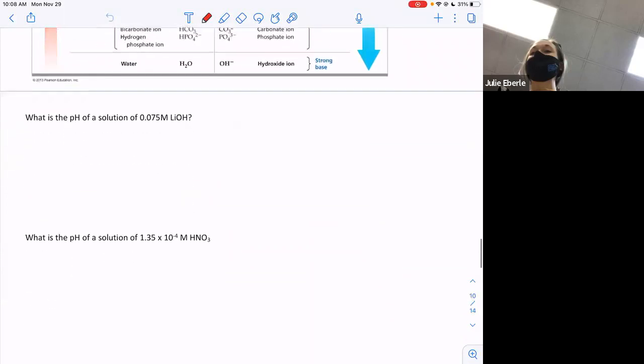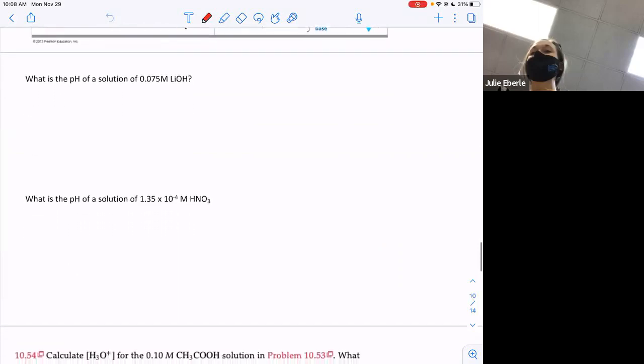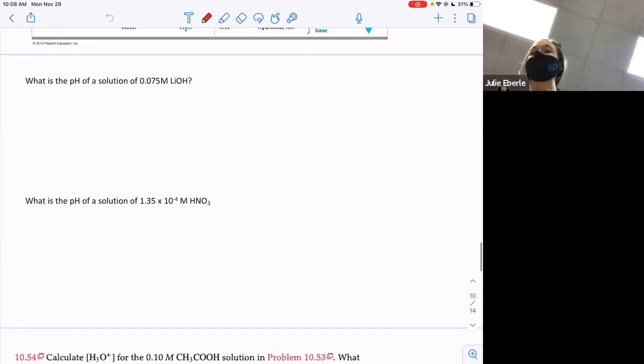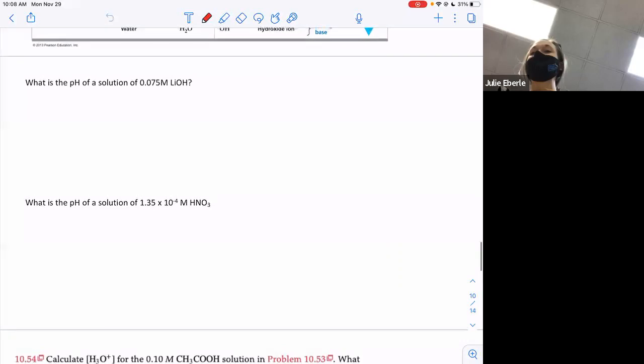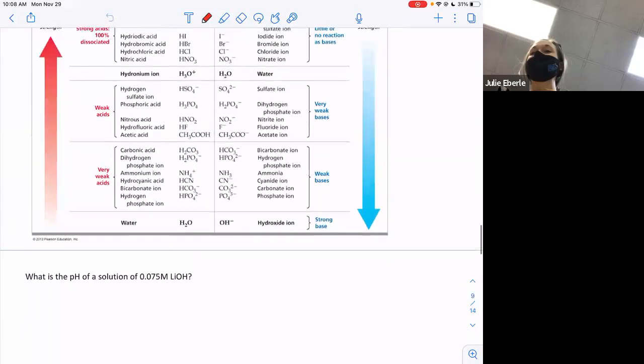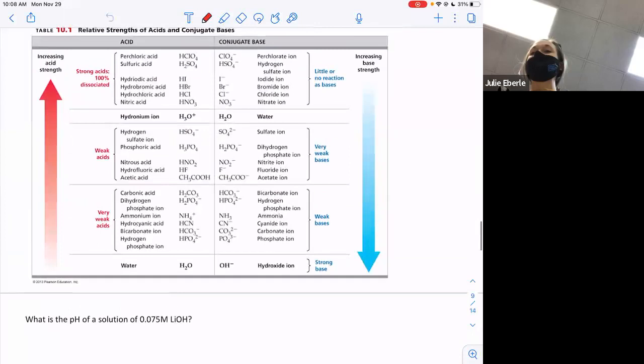All right, so here we go. What is the pH of a solution of 0.075 molar lithium hydroxide? All right, so hydroxide there is the base, right? Lithium is just the spectator ion. So let's go to the table and see, where do you see hydroxide? Is it a weak or strong substance?